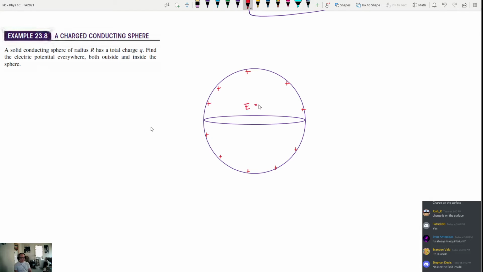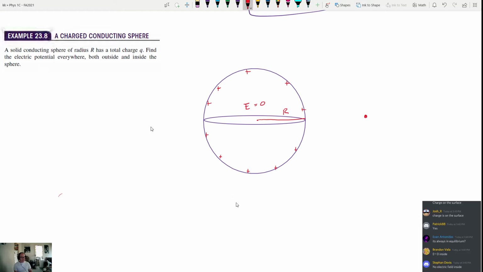That's the most important part of this. The electric field is equal to 0 inside, right? It tells us the total radius is r, so I'll go ahead and label that this is r. We want to find the electric potential everywhere, both outside and inside the sphere, okay? So let's start outside of here, okay?